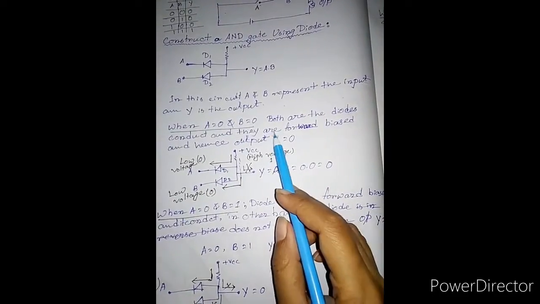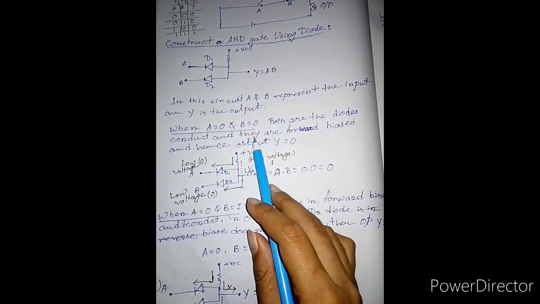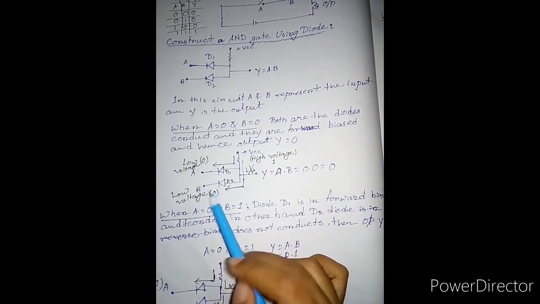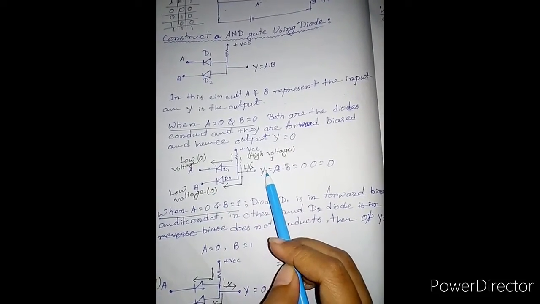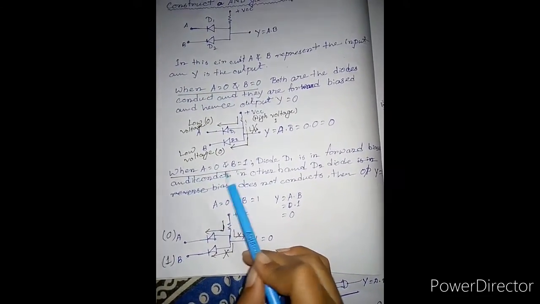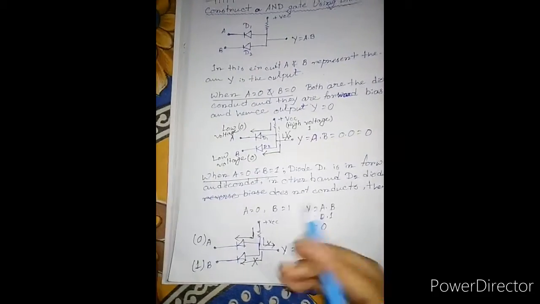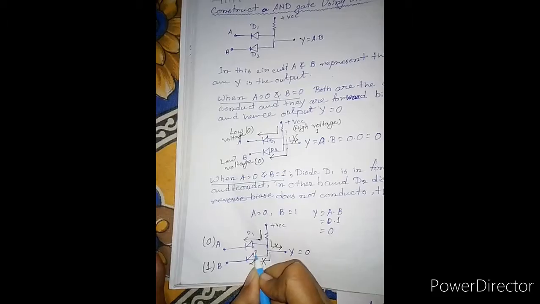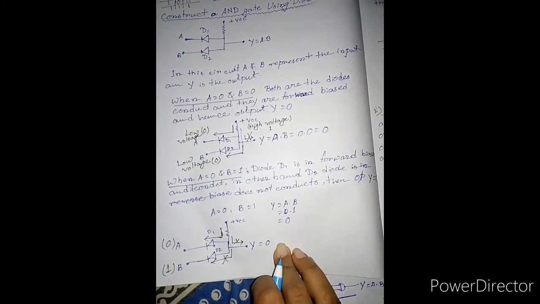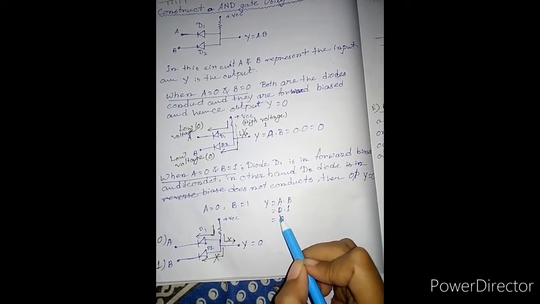When A is equal to 0 and B is equal to 0, both diodes are conducting and they are forward biased, and hence output Y is equal to 0. When A is equal to 0 and B is equal to 1, diode D1 is forward biased and D2 is reverse biased. Then Y is equal to 0.